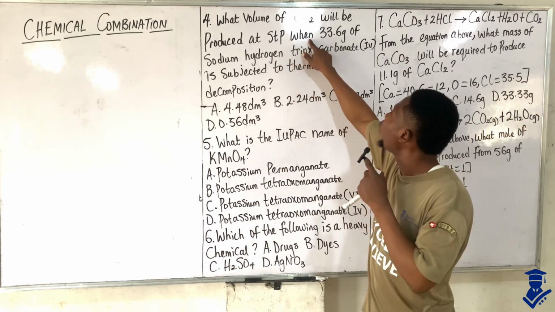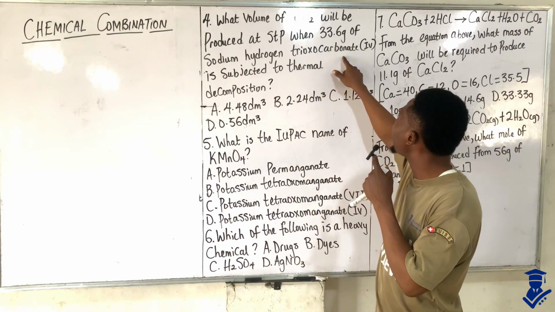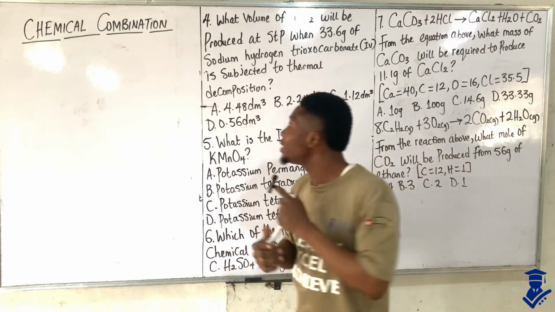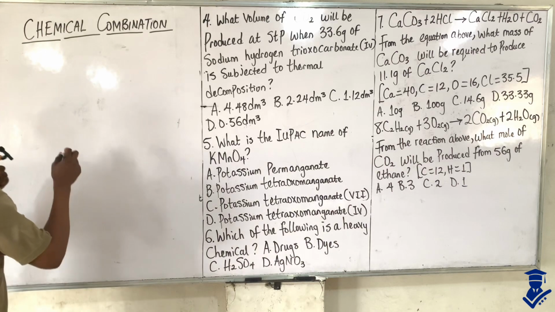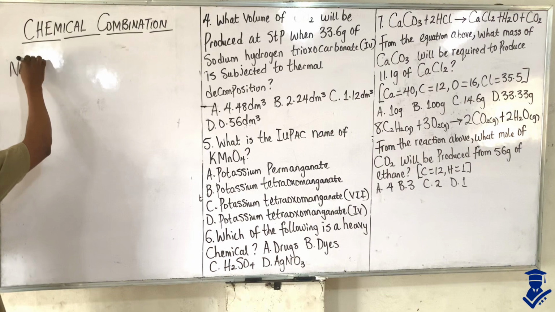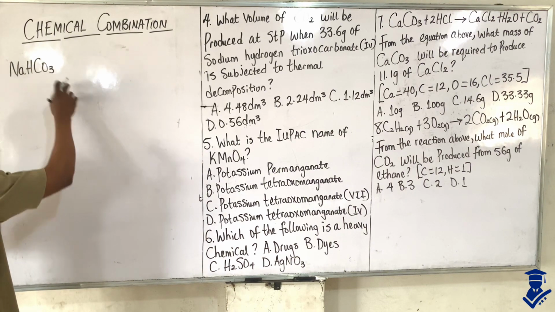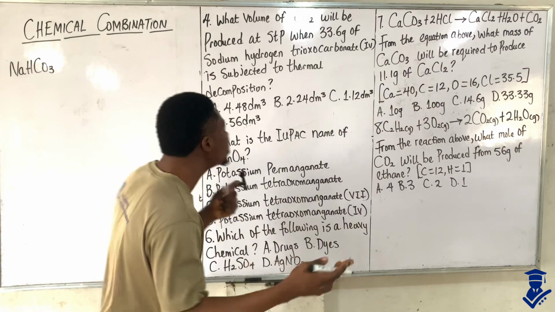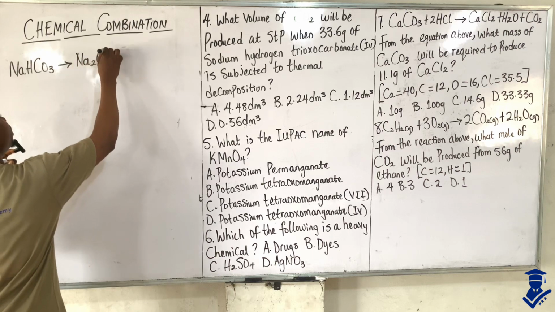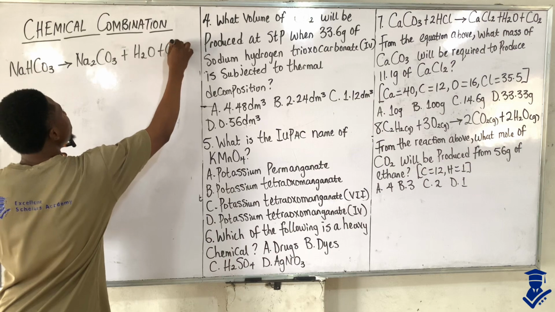All right, the next question says, what volume of CO2 will be produced at STP, that's standard temperature and pressure, when 33.6 grams of sodium hydrogen trioxocarbonate IV is subjected to thermal decomposition? So sodium hydrogen trioxocarbonate IV, which is NaHCO3, when it is thermally decomposed, becomes Na2CO3 plus H2O plus CO2.